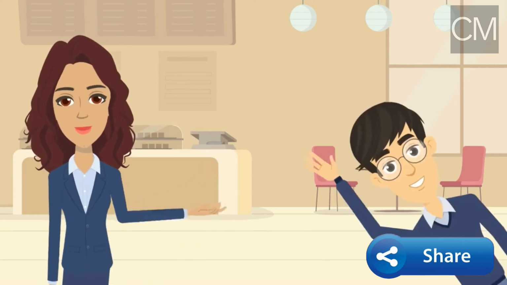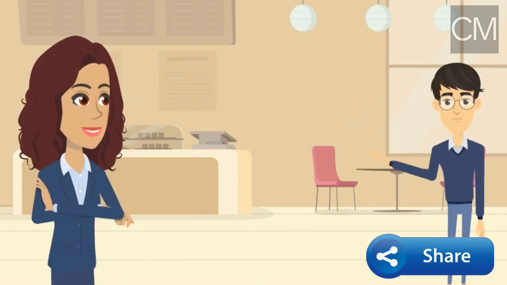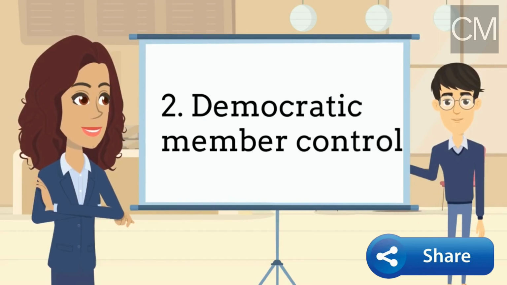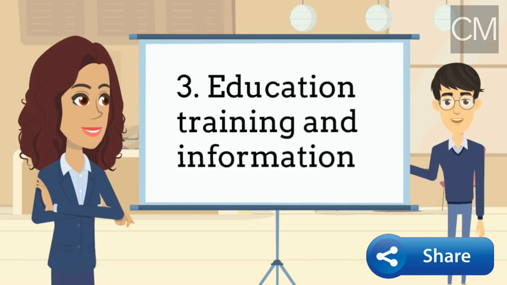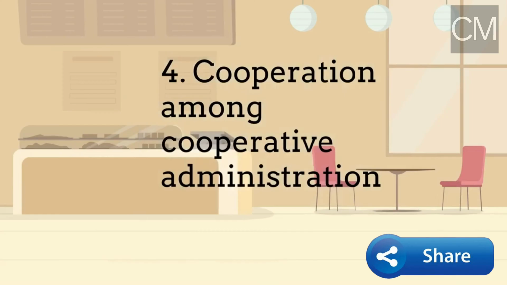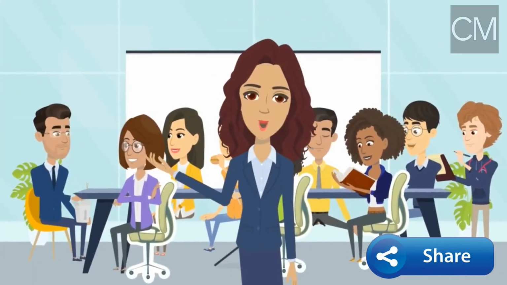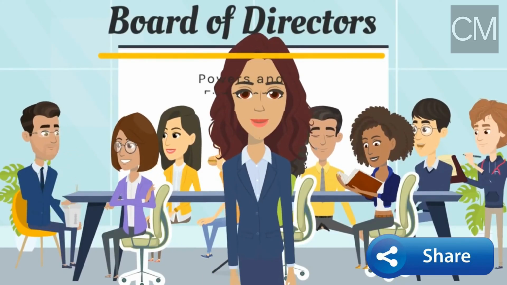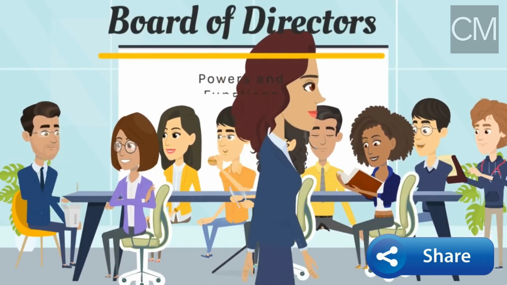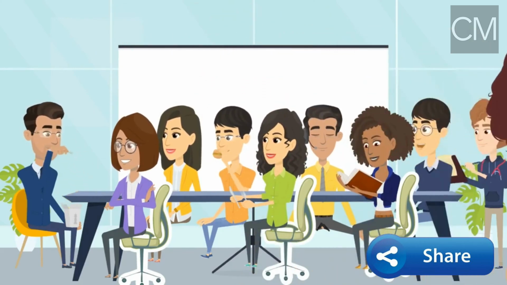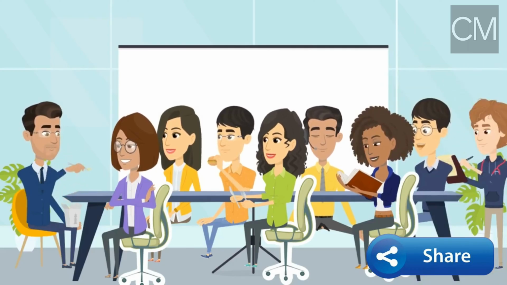The principles also came from Kashyap 2011: voluntary and open participation, democratic member control, education, training, and information, cooperation among cooperative administration. And now we will move on to the powers and functions of officers. First is the Board of Directors. They provide general policy direction and they decide election-related cases involving the election committee or its members.